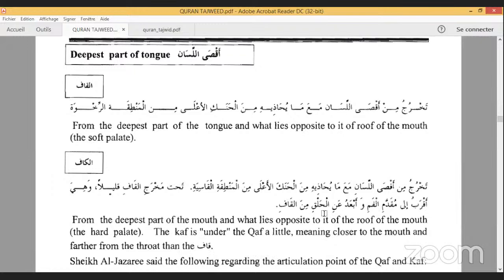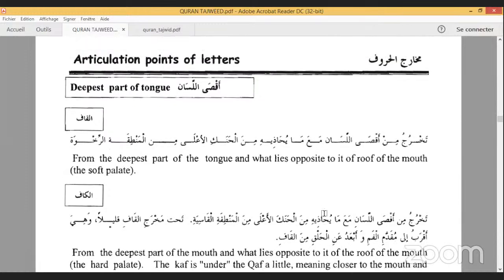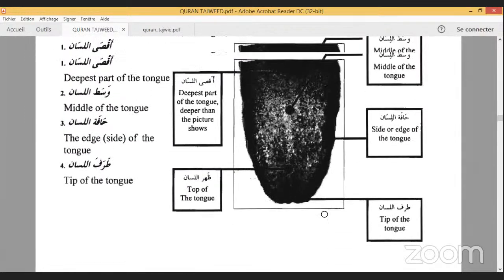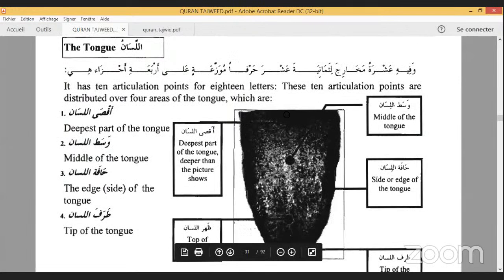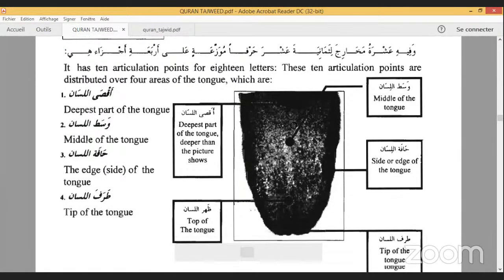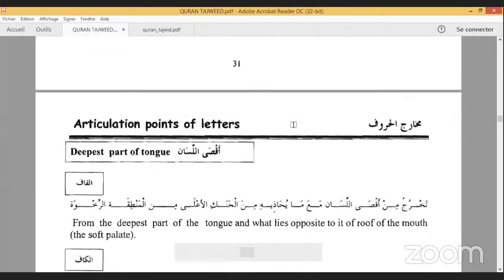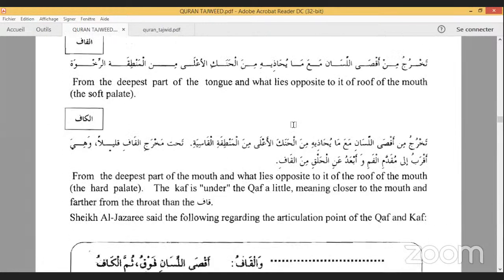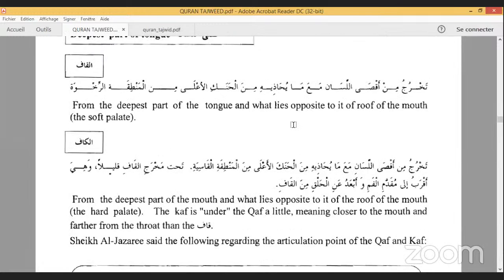From the deepest part of the tongue, we have al-qaf. Where is the deepest part? This is the deepest part. We have the qaf and the kaf. Let's begin with the qaf. It comes from the deepest part of the tongue and what lies opposite of it of the roof of the mouth, the soft palate.